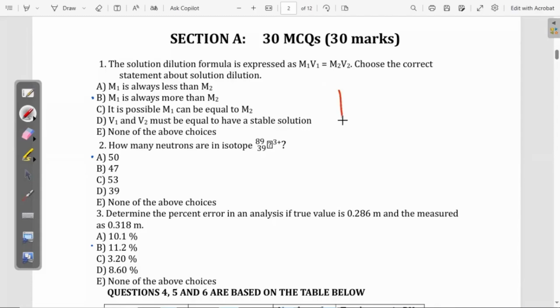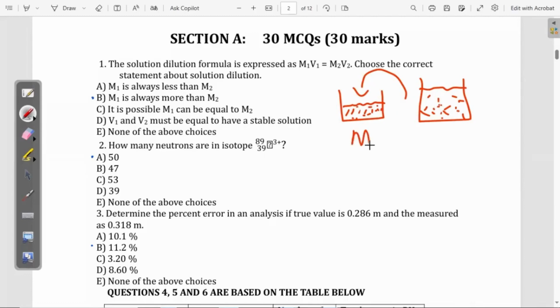For example, if you have this level of water and then you have sugar like that, and this is too sweet, what do you do? You pour water in there. The second time the water will be somewhere there, and then you have this as your sugar solution. So what has changed here? The concentration. It was sweeter at first than this one. So the concentration at first is always greater than the concentration at second. So here the correct answer is B. So we choose B.